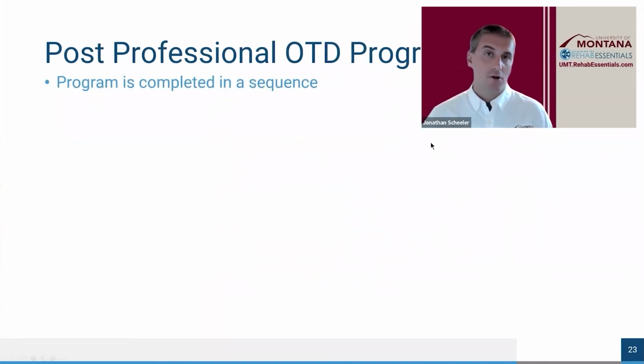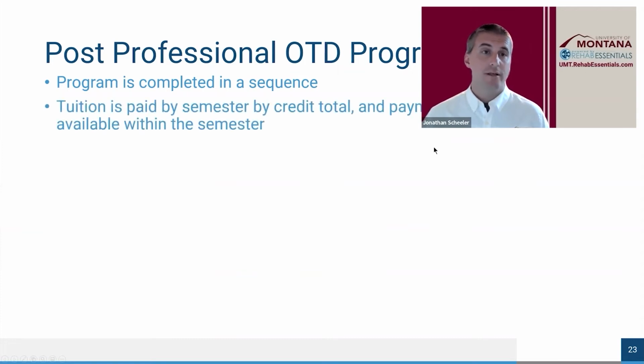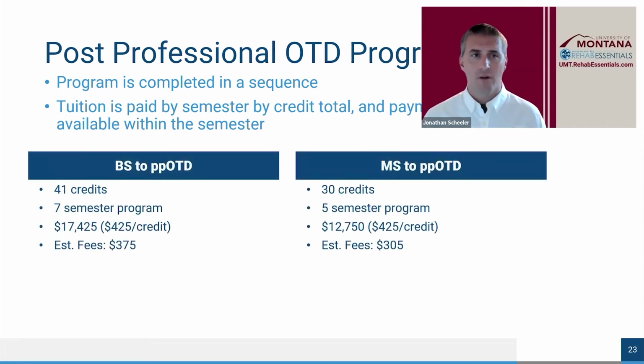So the post-professional OTD program, as we have set forth, is completed in a sequence. It's a sequential curricular methodology, so you're taking certain classes in certain semesters to get towards that doctorate. Again, as I mentioned, tuition is paid by semester, depending upon the number of credits you are taking in that semester. You can see the curricular outlay, and in fact, the actual financial outlay on our website. We like to be as transparent as possible so you can plan for your future appropriately. With the University of Montana, we do have 2 tracks.